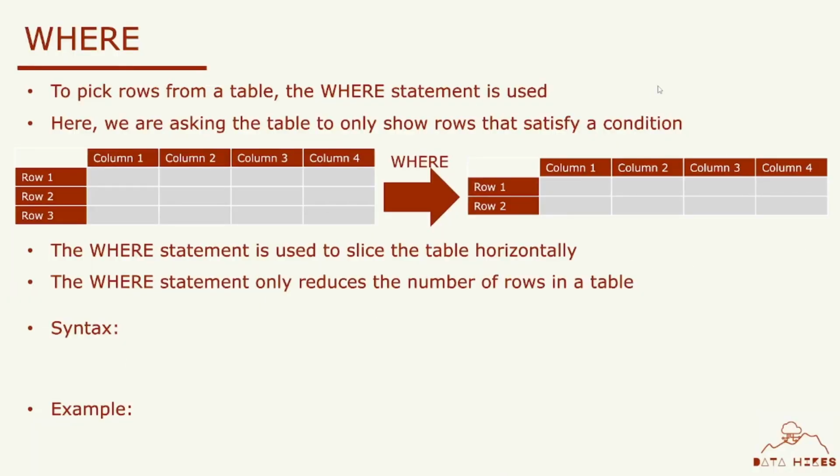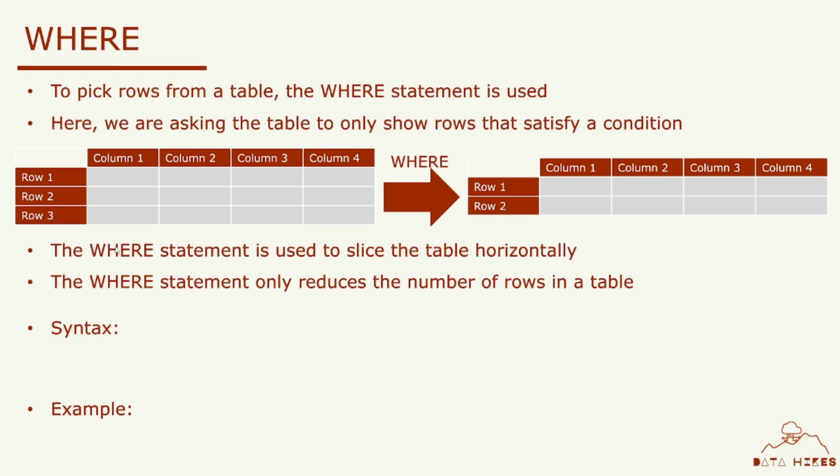Now let's look at the counterpart of select, the where statement. The where statement is used to select specific rows or to pick specific rows from a table. Here we are just asking the table to show us the rows that satisfy a specific condition. So you have 4 columns, 3 rows. The where statement will only return the rows that satisfy a condition. So it won't affect the columns at all. The columns, like we have seen, are dictated by the select statement. So whatever the select statement tells us, that's how many columns we have. But the where statement does nothing to the columns. What it affects is the rows.